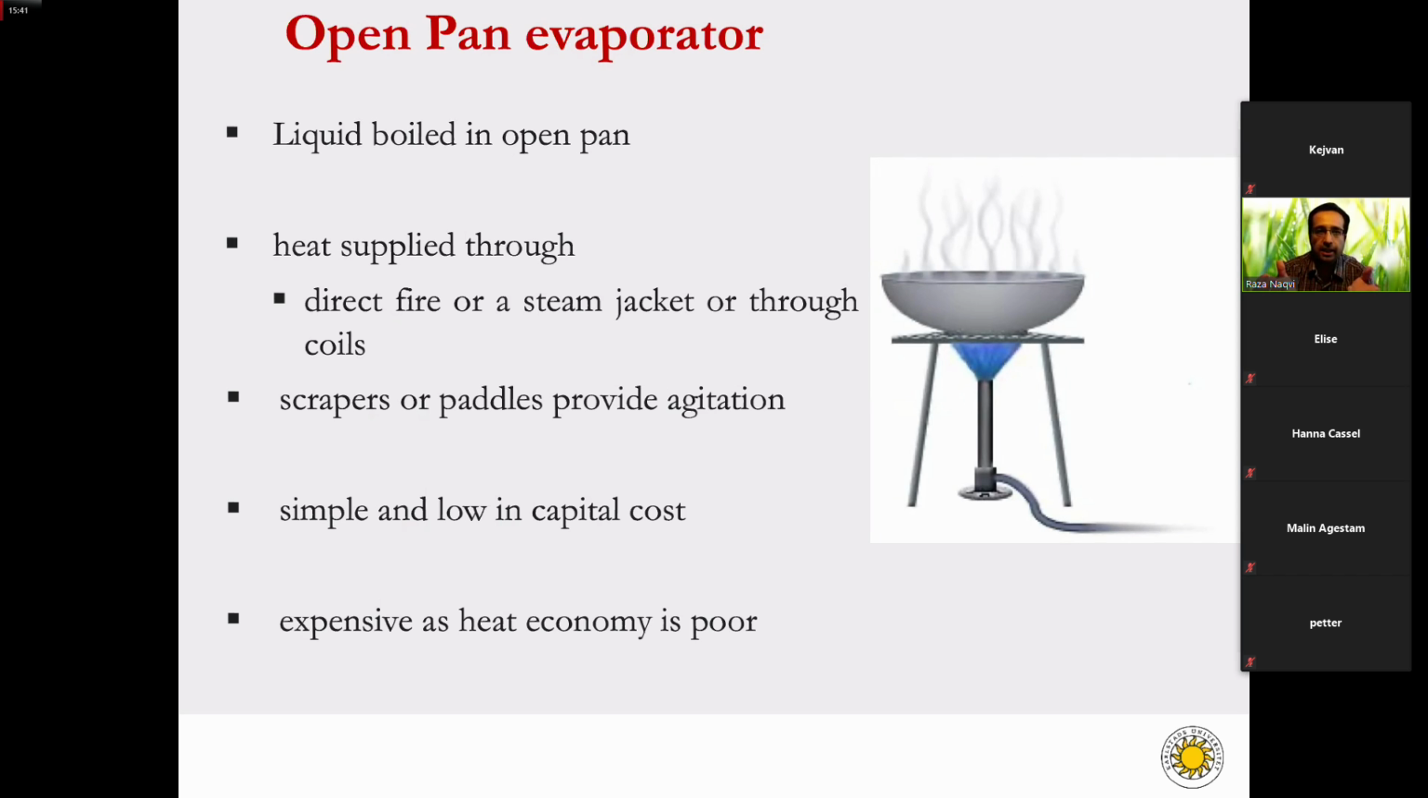But in many cases they are very simple and low in capital cost. So if your focus is not on energy efficiency and is instead on low capital cost, then you can choose open pan evaporators. These kinds of evaporators are a little bit expensive in terms of operation, because their heat economy is very poor compared to other types of evaporators.